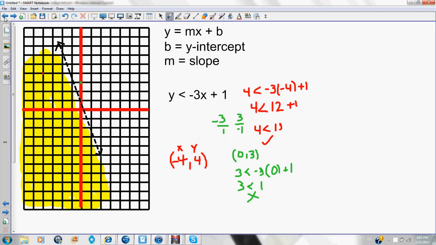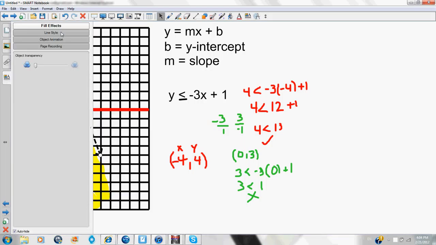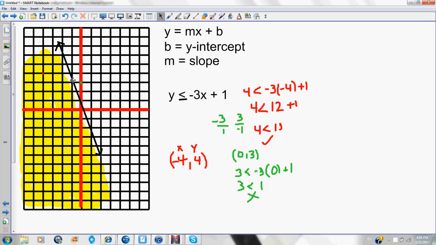Now, if we come back to this problem over here, let's say that this had been y is less than or equal to, okay? Less than or equal to. How would that change things? Well, instead of this being a dotted or dashed line, your answer would be a solid line. So if it says less than or equal to, the line will be solid, and what that means is that the answer would be contained on that line also.